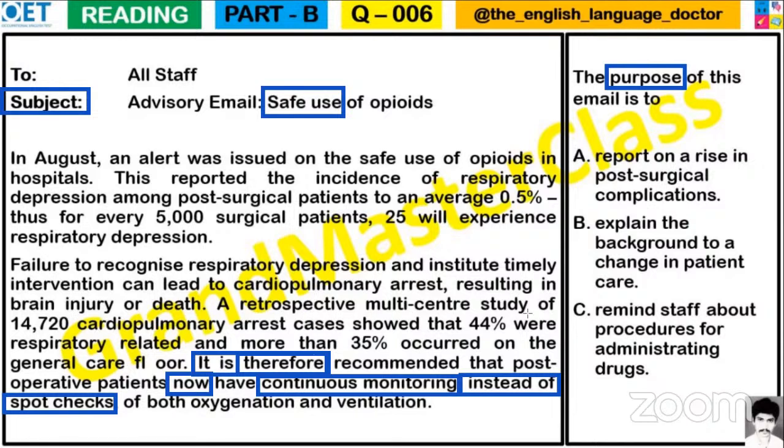A retrospective multi-center study of 14,720 cardiopulmonary arrest cases showed that 44% were respiratory related and more than... So here, out of these cardiopulmonary arrest cases, many occurred on the general floor. In spite of the general care floor, where patients, nurses and doctors were there, everything was taken care of, still these cardiopulmonary arrest cases happened. They occurred.